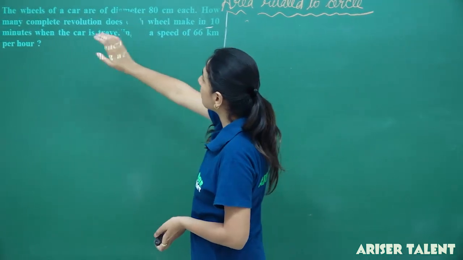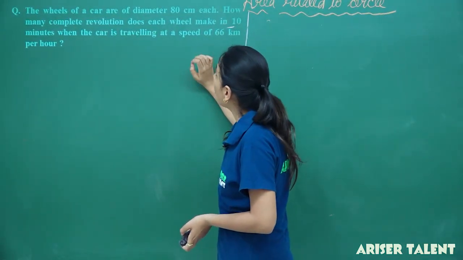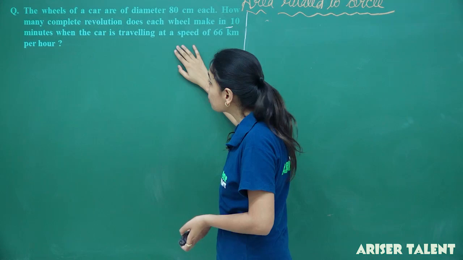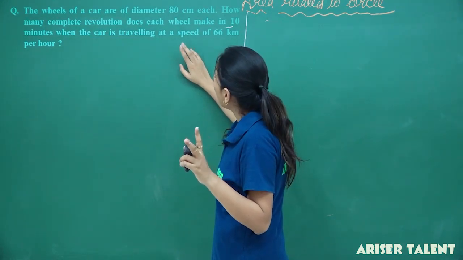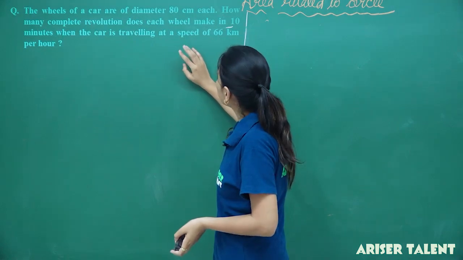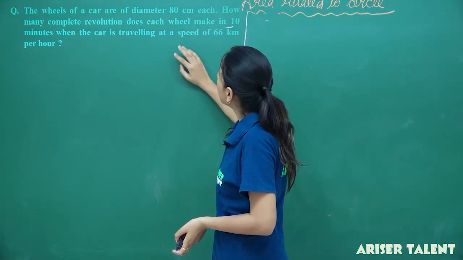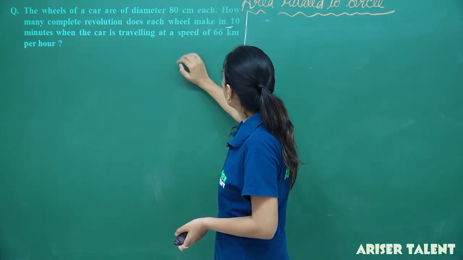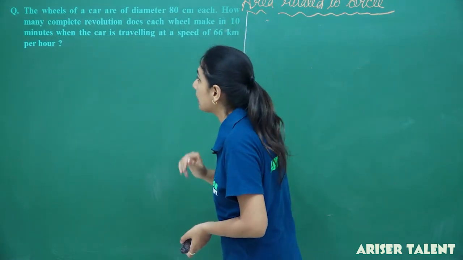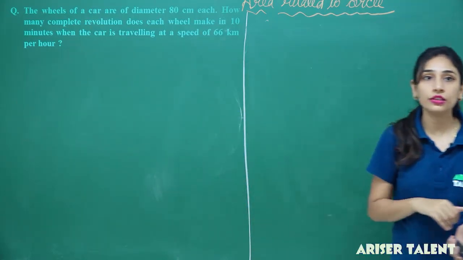This question is: the wheels of a car are of diameter 80 centimeter each. Okay, so two wheels are there. How many complete revolutions does each wheel make in 10 minutes when the car is traveling at the speed of 66 km per hour? Okay, students, this is the question.